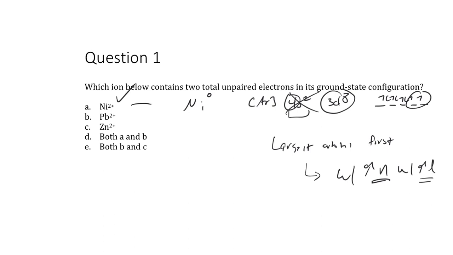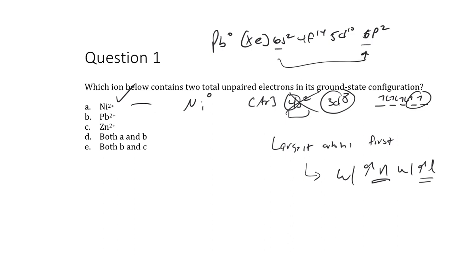Lead 2+. Lead 0 is a xenon 6s2, it's all the way across the F block, all the way across the D block, and back to the 6p2. So you lose the electrons first from the highest n, which is 6, with the highest L, which is 1 in this case. So we lose the 6p2 first. These were the 4 valence electrons of lead 0. So that would be 0 unpaired electrons.